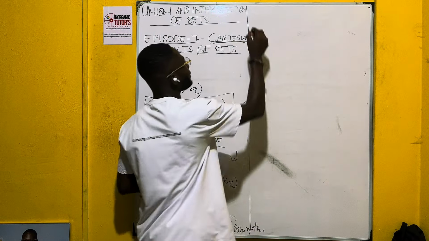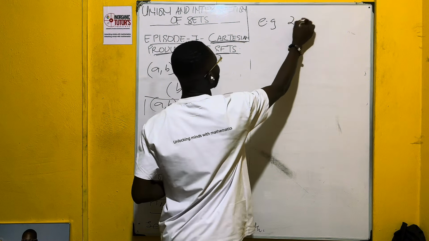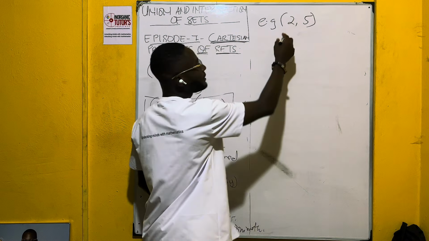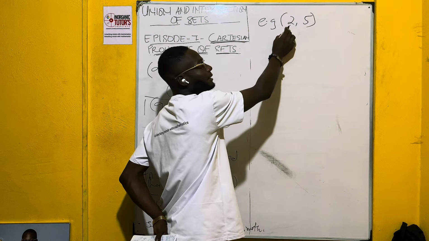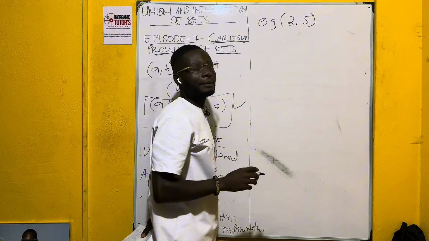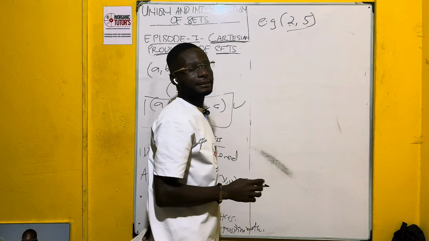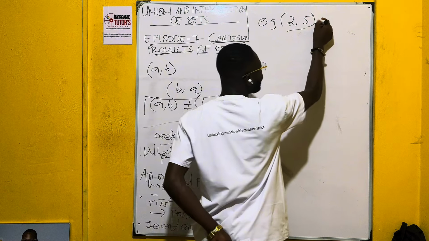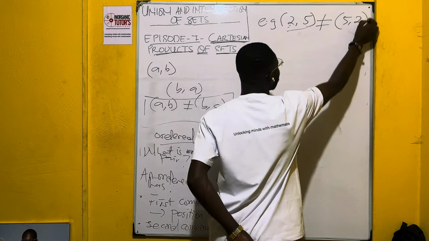So for example, 2, 5: this is the first element, this is the second element, so this is the pair, right? Now, we are saying that this is not commutative because 2, 5 is not the same as 5, 2.